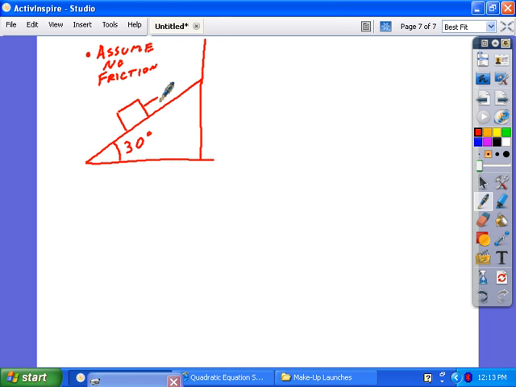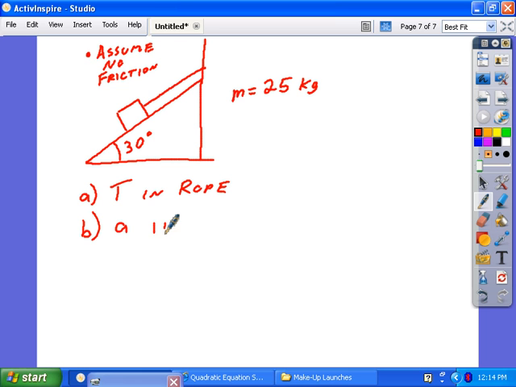So, let's say that we've got a rope tethered up to a wall up here. Alright, let's say the mass of that box is 25 kilograms. Now, if I were asking you two different problems here. Part A. What is the tension in the rope? And part B, what would be the acceleration if the rope snapped? Okay, two questions that would be interesting to know the answer to here.